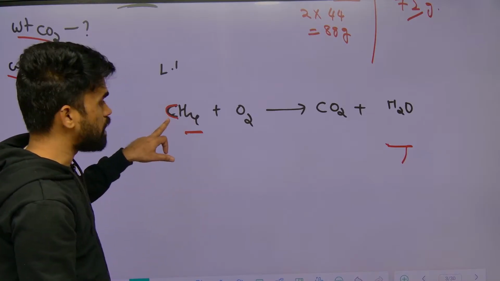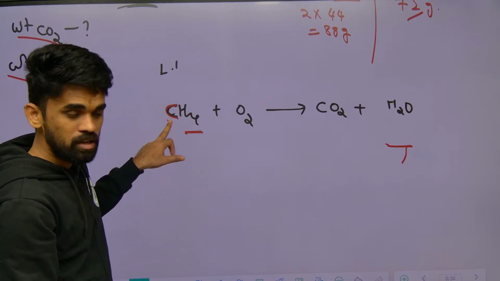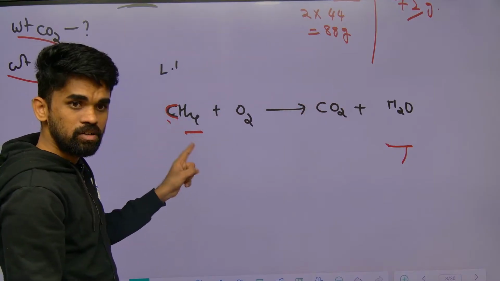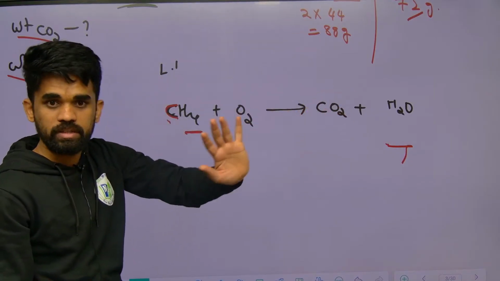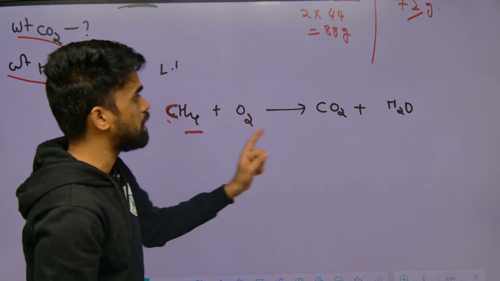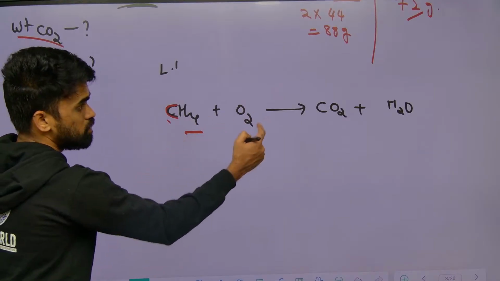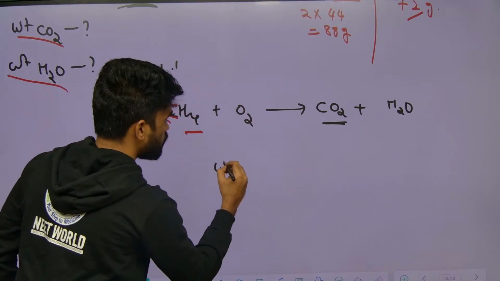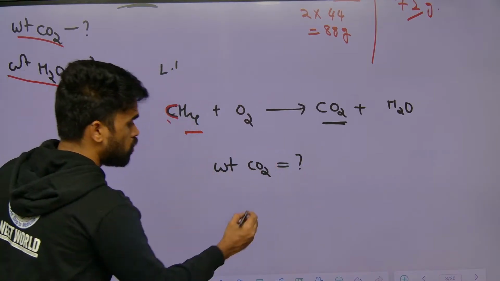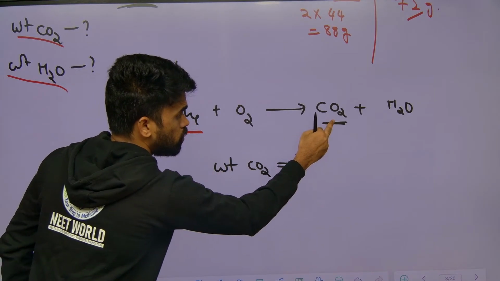So how many carbon atoms on the reactant side? 1. Product side also should be 1. How many hydrogens this side? That side also it should be 4. This is clear now? Very basic. Okay, right. So based on this clarity we can use POAC. Now what is my question? The weight of CO2. How much am I asking? So CO2 is on this side now.